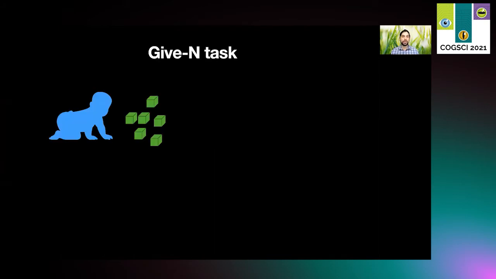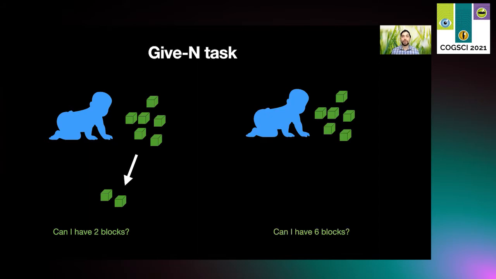Well, let's illustrate with a common developmental task called the give-n task, where you'd ask a child, can I have 2 blocks? And if done correctly, the child will give you 2 blocks. What makes this systematic is you can ask for any number of blocks. So for example, if you say, can I have 6 blocks, then the child should give you 6 blocks. And you can ask for any number. If you ask for 30 blocks, even though the child has maybe never given 30 blocks before, it should still be able to perform this task if it is able to count.